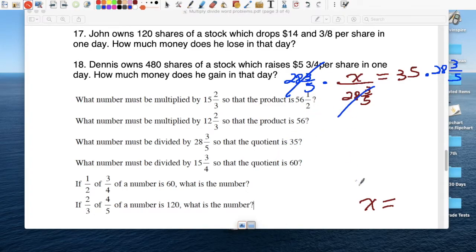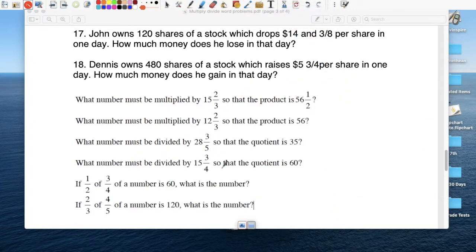So now I am left with just x, which is what I wanted to begin with, and then all I have to do is multiply 35 times 28 and 3/5. Let's do that. 5 times 28 is 140, plus 3, so it's going to be 143 over 5, and then this simplifies with this, and the final number x equals 7 times 143, which equals 1001. Okay.